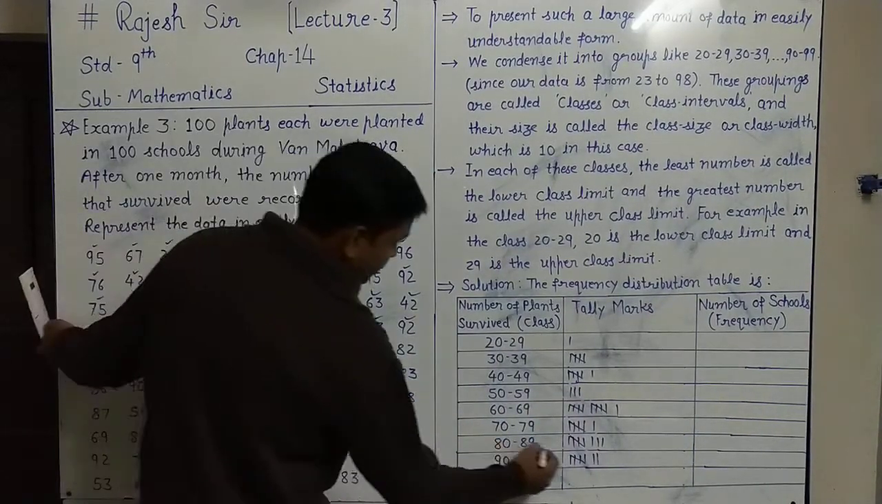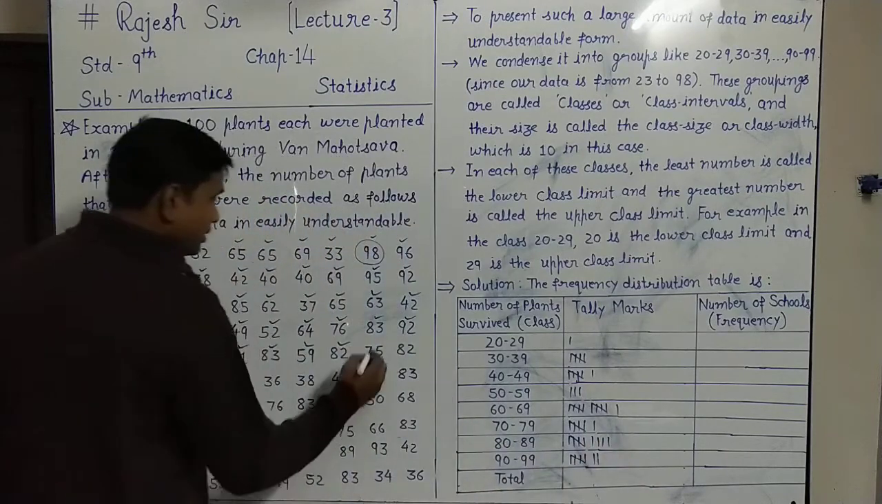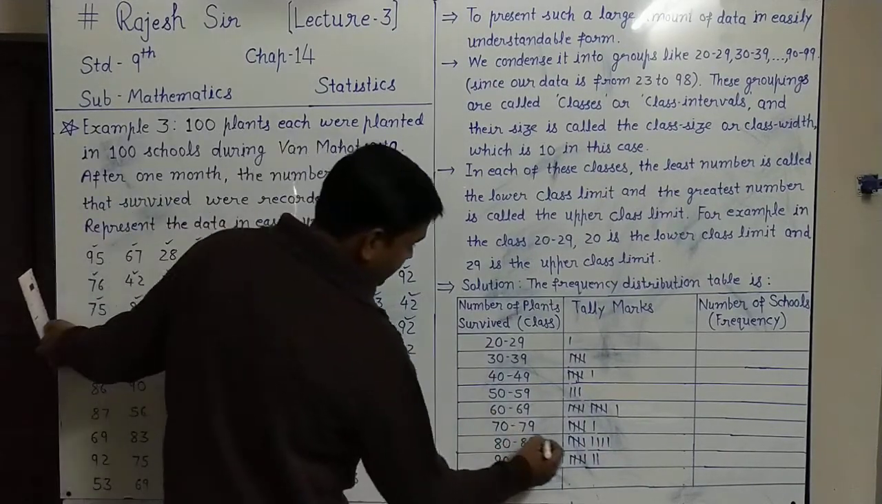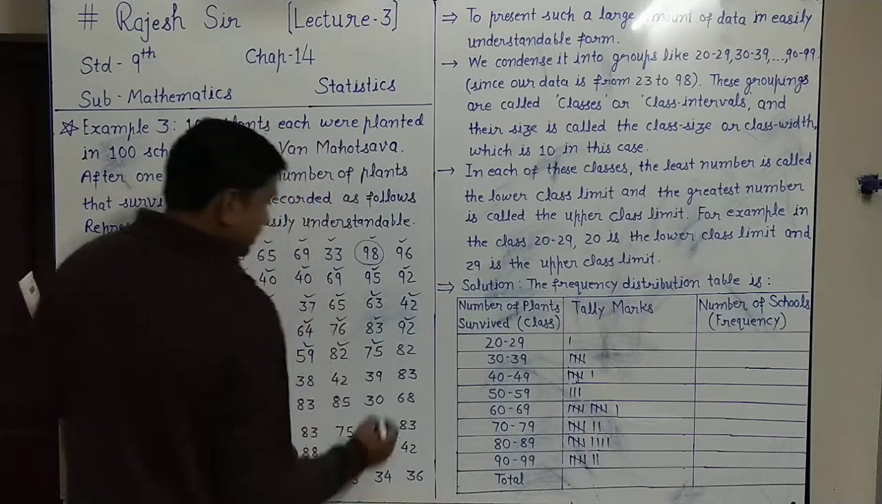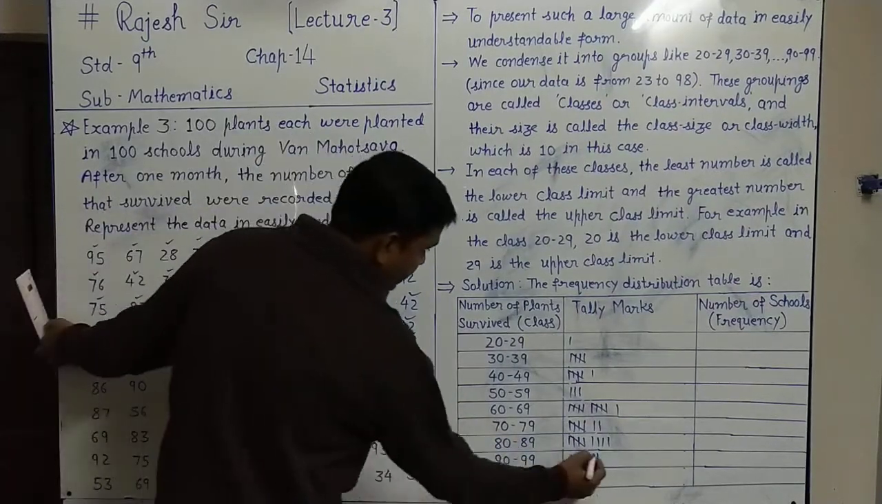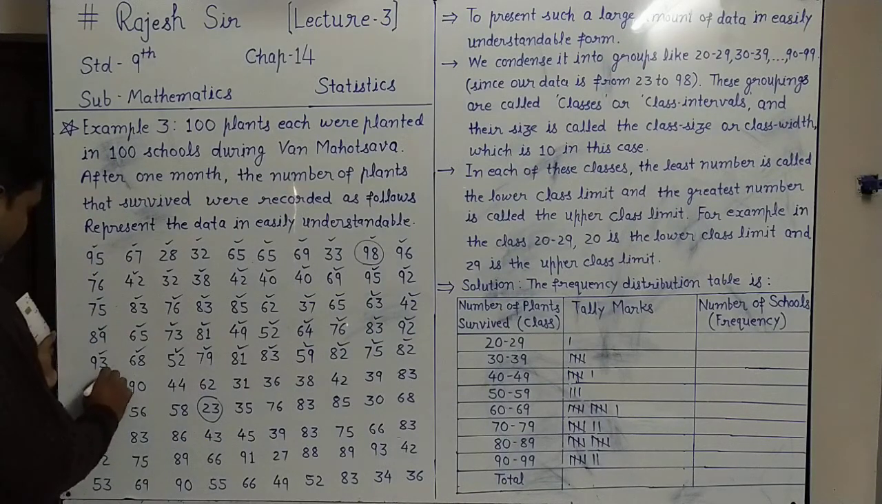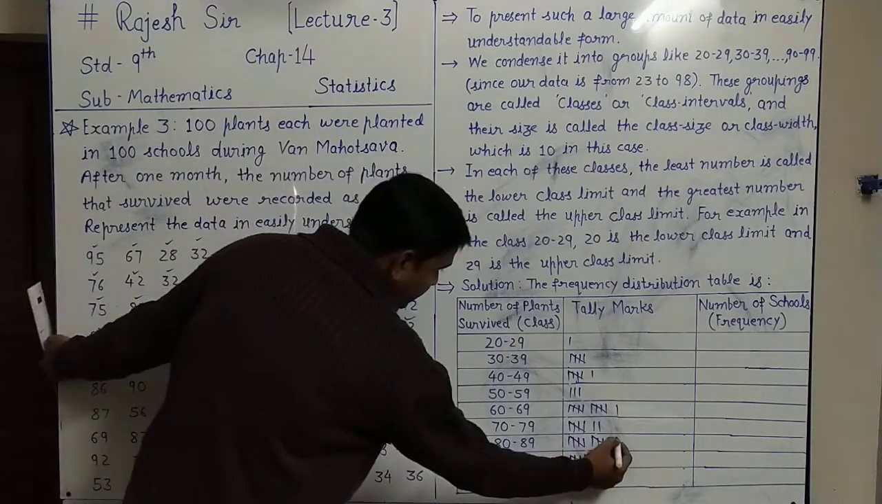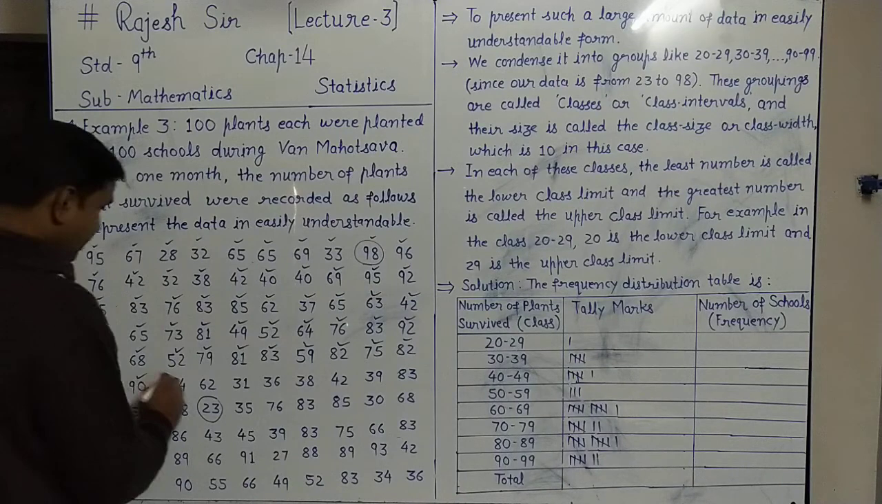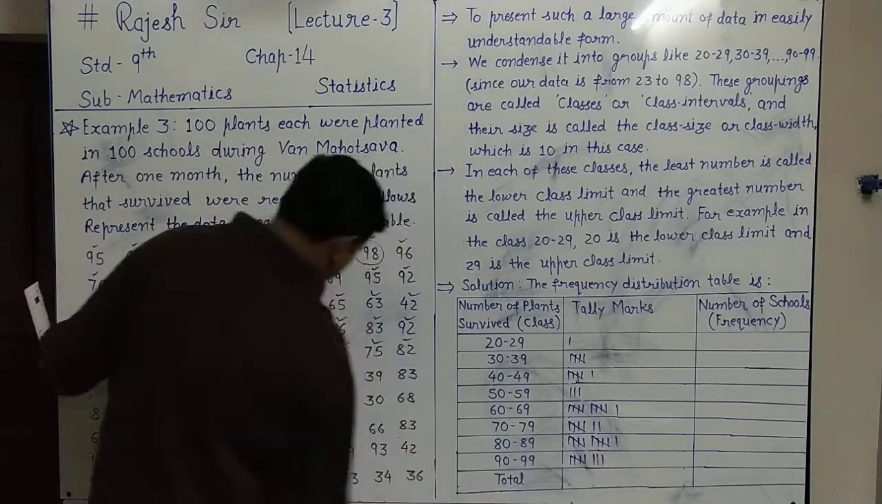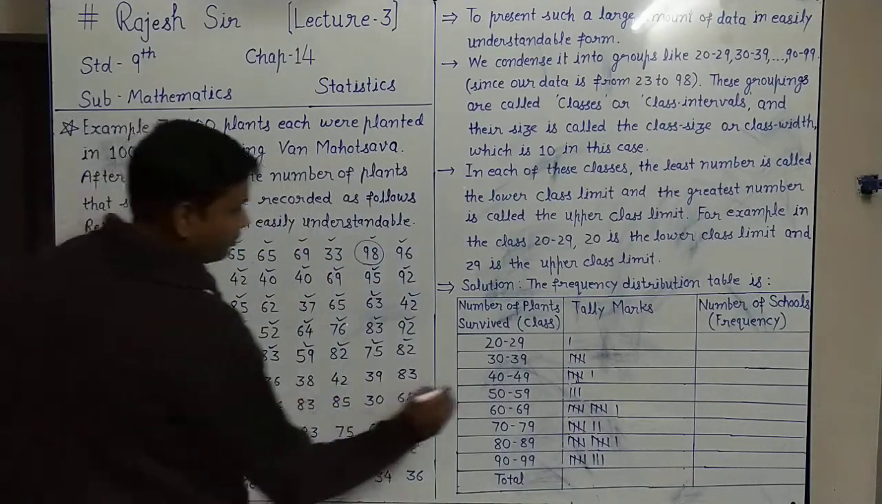82 is in 80 to 89. 75 is 70 to 79. 82 is 80 to 89. From this way. 86 is 80 to 89. 90 in this. 44, 40 to 49.